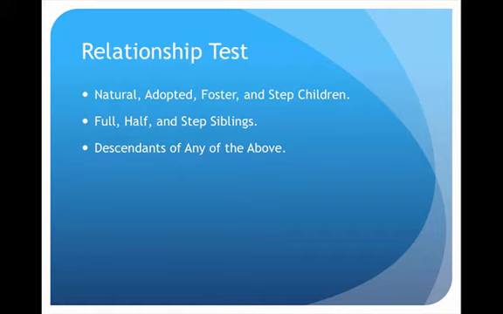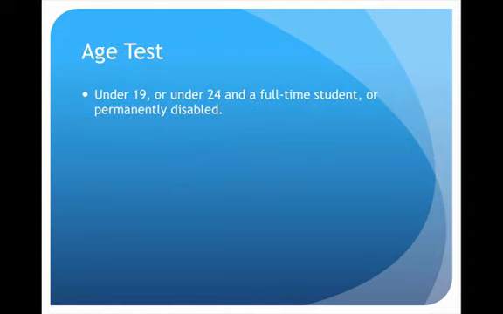So the relationship test. Who qualifies? All children, whether they are naturally born children, adopted children, foster children, or stepchildren. That's a relationship that definitely meets this test. But not only children, also siblings, whether they are a full sibling, half, or step siblings, or any descendants of any of the above. So that could include grandchildren and so forth. So anyone that qualifies under that set of rules, they meet the relationship test. We would say yes.